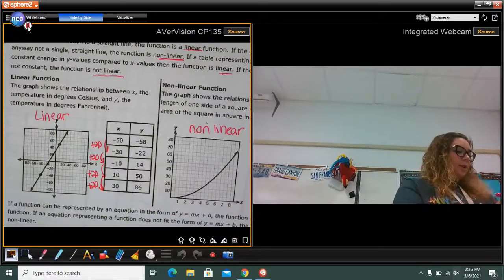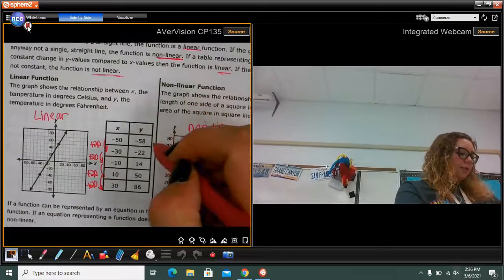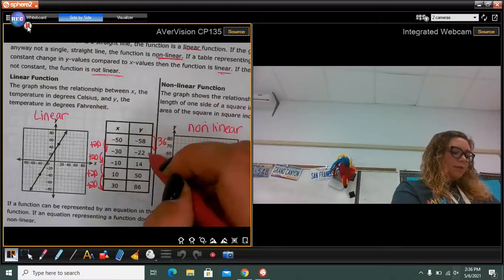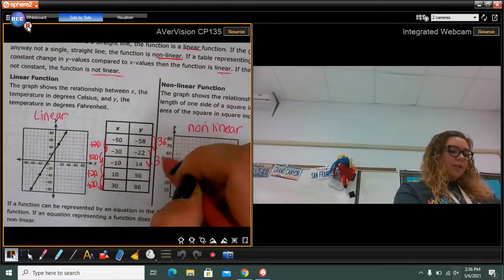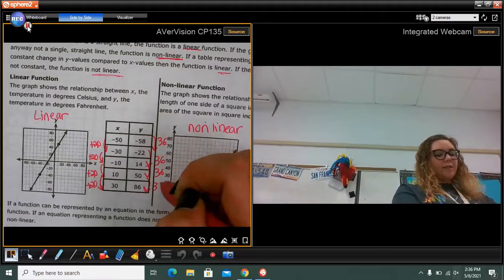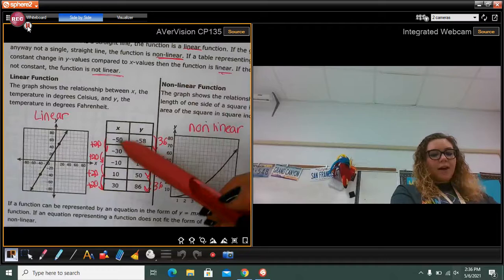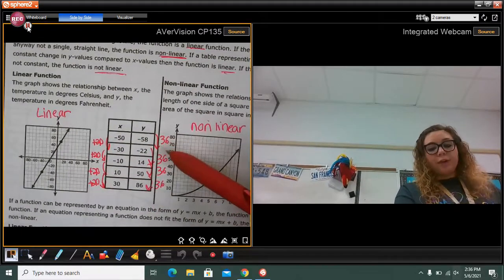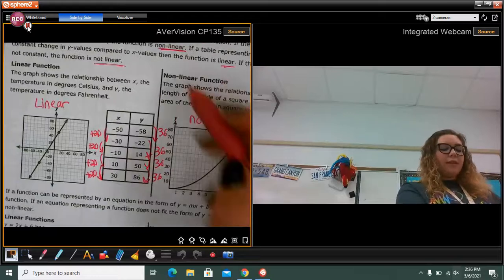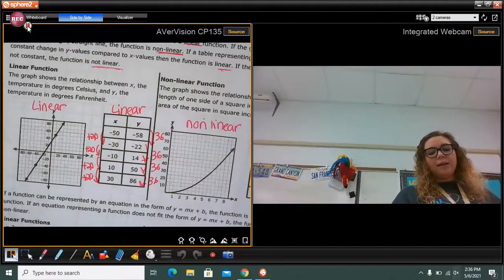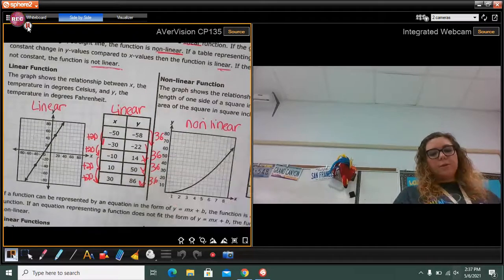So let's see. Negative 58 to negative 22. That's 36. Negative 22 to 14, 36. 14 to 50, 36. 50 to 86, that's 36. So my x values are increasing by a constant. My y values are increasing by a constant. Therefore, this is linear. If it was not, it would be non-linear if there's different numbers.